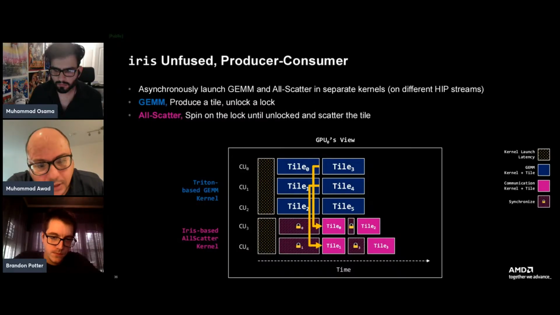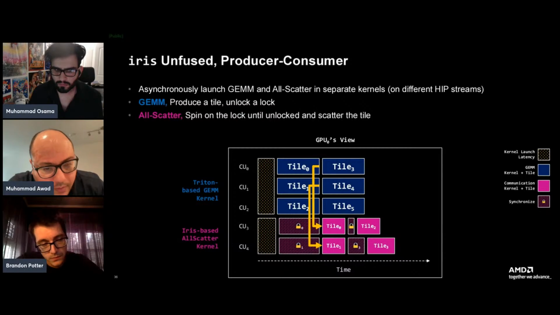So you essentially partition the GPU between compute and communication. If you look at the figure here, we gave the GEMM 3 CUs to do the GEMM computation, and we gave the communication kernel 2 CUs. Once you launch the kernel, obviously here you're launching two kernels on two different streams to establish concurrency.